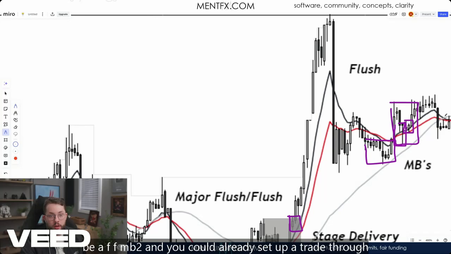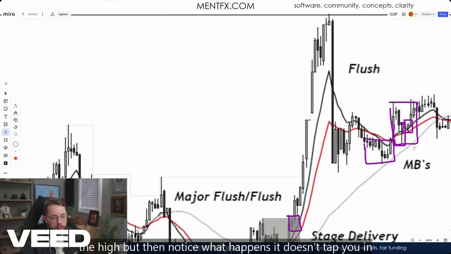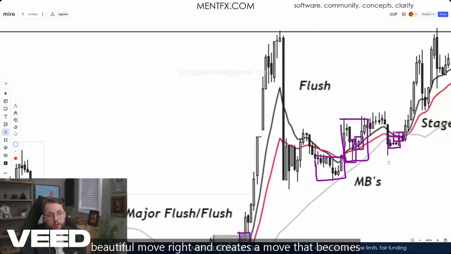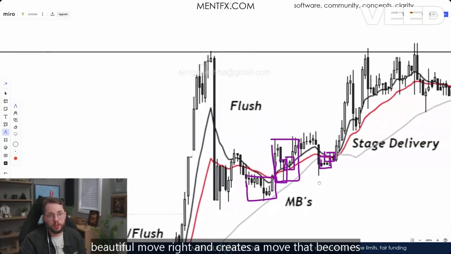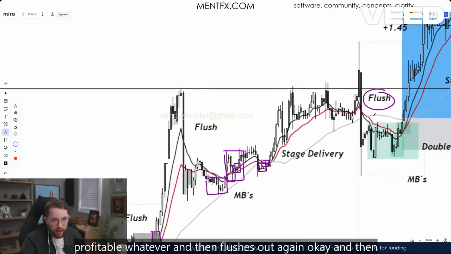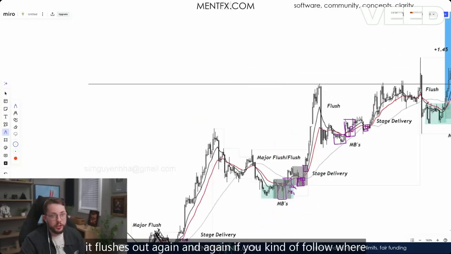And you could already set up a trade through the high, but then notice what happens. It doesn't tap you in, and then it just simply becomes a better trade, right? It becomes an FMB1 followed by now an FMB2. And that leads to this beautiful, beautiful move, right? And creates a move that becomes profitable or whatever, and then flushes out again, okay? And then it flushes out again.